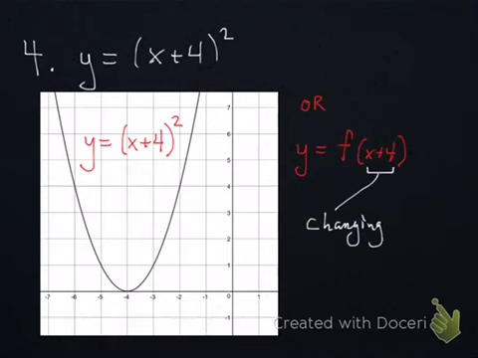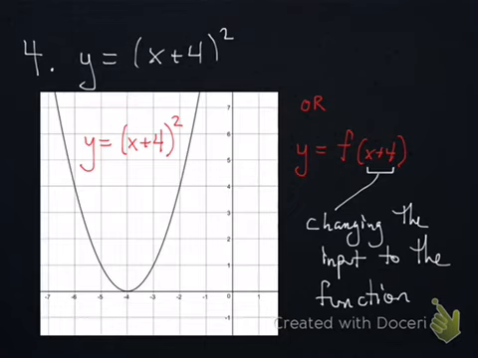2 ways you can write it. You can write the exact equation, y equals (x plus 4) squared, or you can write the function notation, y is f of x plus 4. Notice how I just changed the input. Instead of usually it's x in there, now it's x plus 4.